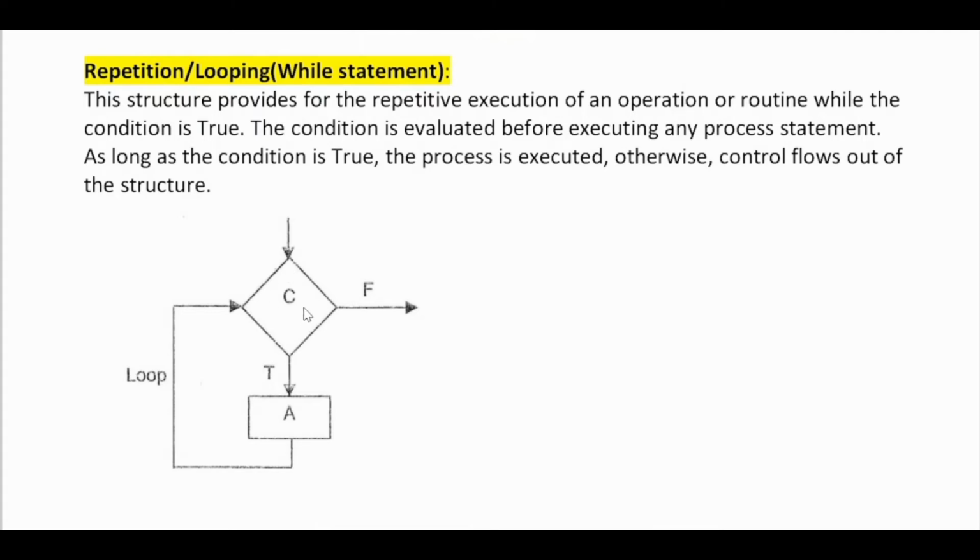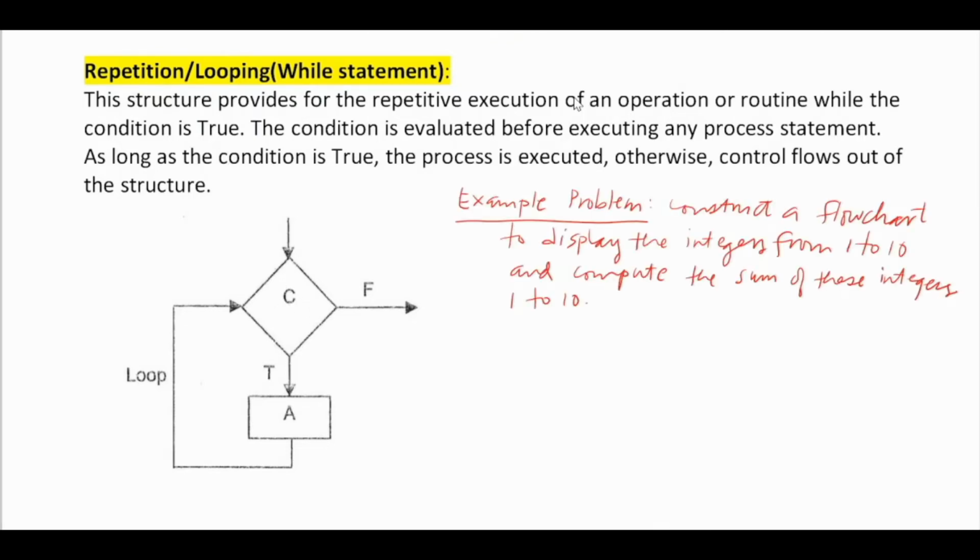So when the condition is true, it goes to execute the action or the set of actions, and it goes back to check the condition. When the condition is true again, it goes to execute the set of actions and it goes back to the condition. So that is how it goes. And as long as the condition is true, the action or the set of actions are executed. And when the condition becomes false, the control flows out of the structure.